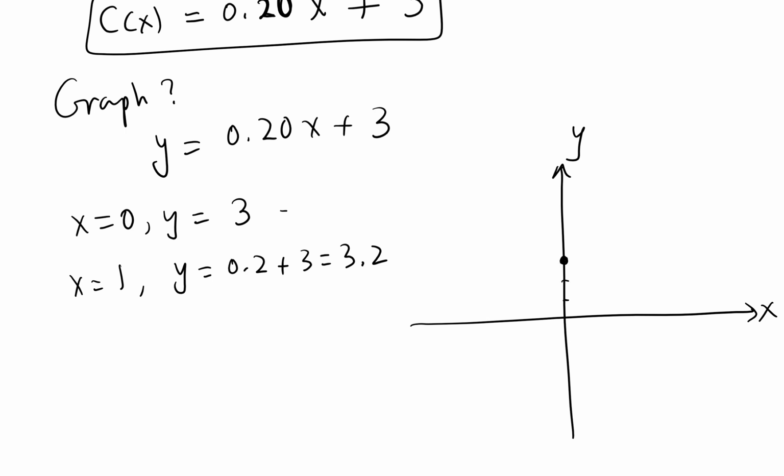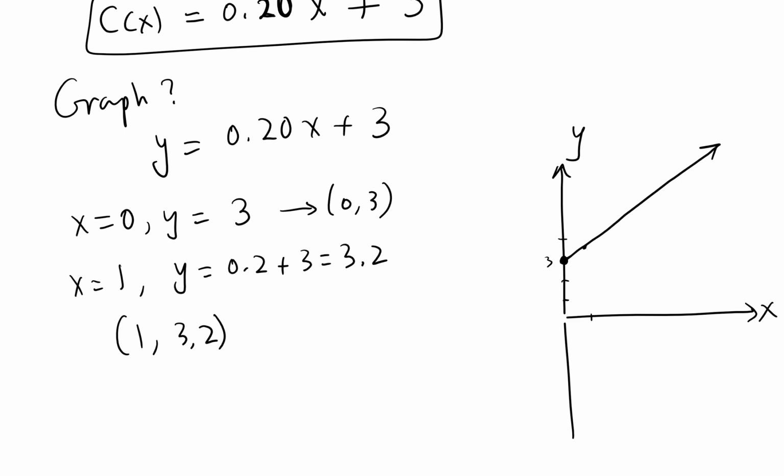So this is a point 0, comma 3. The next point is 1, comma 3.2, a little bit up here. So notice what I did. This is x. X is the number of miles. It's not going to be negative, so you can get rid of that part. So this is the graph of this.